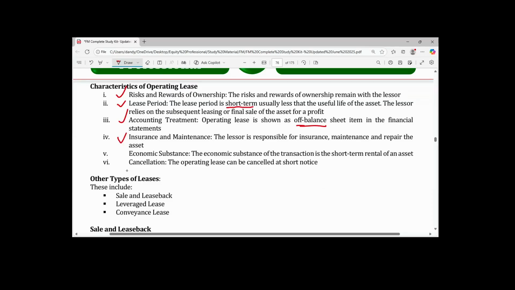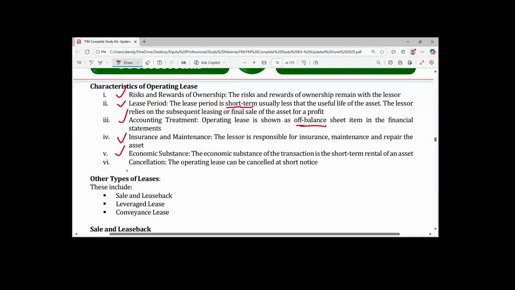Okay, for the insurance and maintenance of the asset, it is the lessor that will bear everything. All right, it's the lessor that will be responsible for the insurance, maintenance, and the repair costs that will be incurred on the assets. Then the economic substance under operating lease is that the transaction is a short-term rental of an asset. So the lessor has nothing to do with, is not interested in, the usage of the asset. He just wants to rent it out and get something in return as compensation.